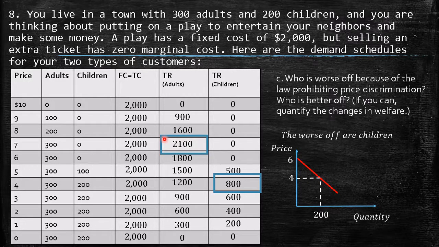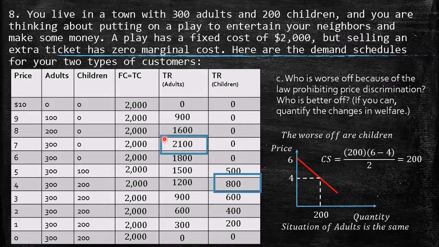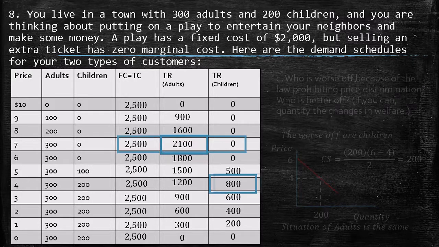So when they don't consume anymore, this is the maximum quantity of this curve. This one should be the consumer surplus before. It was a triangle with base 200, and then we have 6 minus 4 as the height. Remember, the area of a triangle is base times height over 2, and the consumer surplus was 200. Due to the change they don't consume anymore, so it should be 0, a loss of 200. Then the situation of adults is exactly the same, because they will pay the same value again.